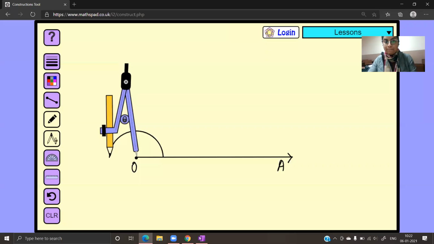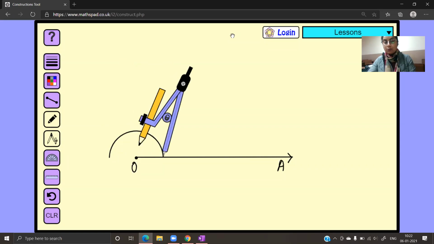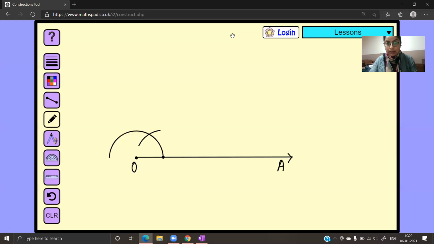Use your compass, place it at the point where your semicircular arc meets the ray. Start from this point, again with the same radius. Without changing the radius, this is the point indicating 0 degrees. You will draw an arc. This point of intersection indicates 60 degrees. If you want, you can write down that this here is 0 degrees. This is 60 degrees. From 60 degrees further, we draw another arc with the same radius.